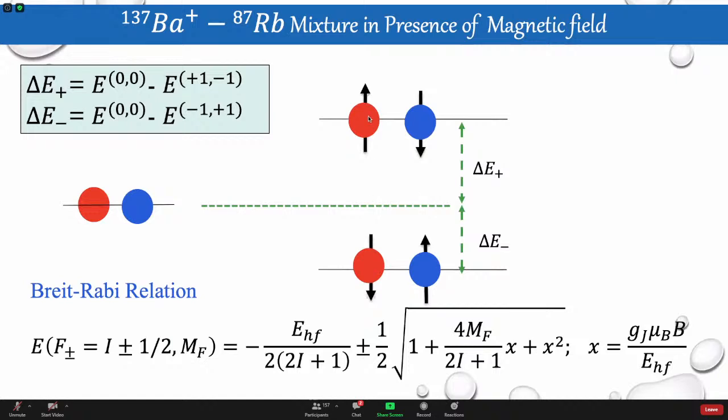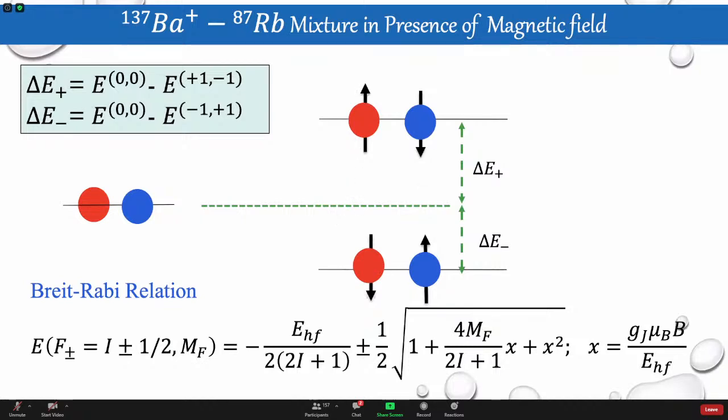So this pair will go up and this pair will go down in the energy level, and being the 0,0 MF value, this energy will be unaltered. If I look at the energy difference from this 0,0 level to the +1,-1 and -1,+1, we can calculate it using the Breit-Rabi formula, where you have a hyperfine splitting term, and this term is the same for all three states. When you take the difference, this term is cancelled, and you get the contribution only from the magnetic field dependent terms. So there will be a shift in this energy level, delta E plus and E minus, because of the magnetic field.